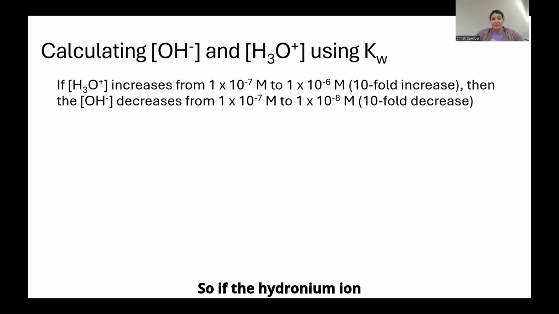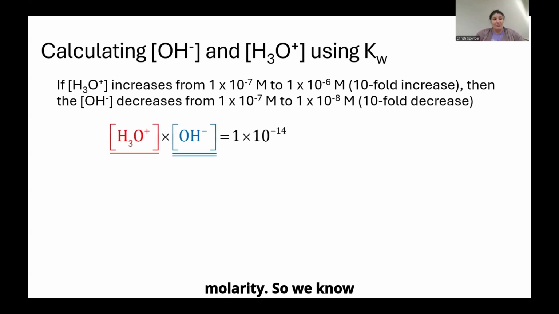So if the hydronium ion concentration increases from 1 × 10⁻⁷ molarity to 1 × 10⁻⁶ molarity, which is a 10-fold increase, then the hydroxide concentration has to decrease by the same amount, and it'd be a 10-fold decrease from 1 × 10⁻⁷ molarity to 1 × 10⁻⁸ molarity. So we know that the product of the concentrations of the hydronium ions and the hydroxide ions is equal to 1 × 10⁻¹⁴.